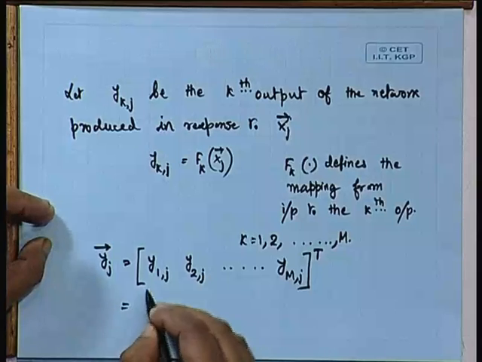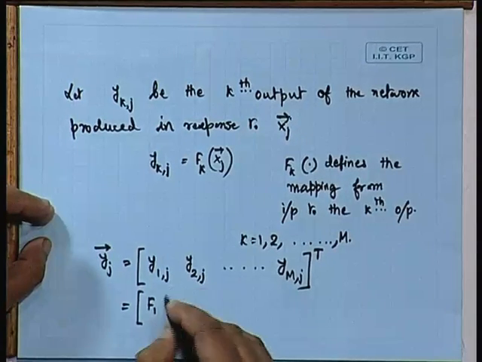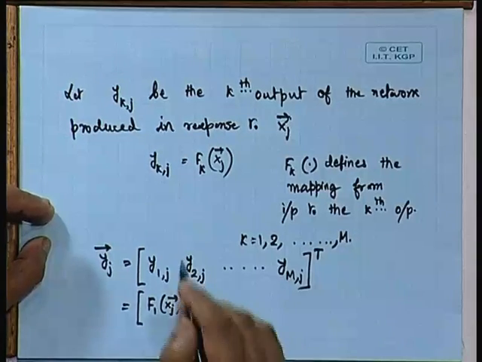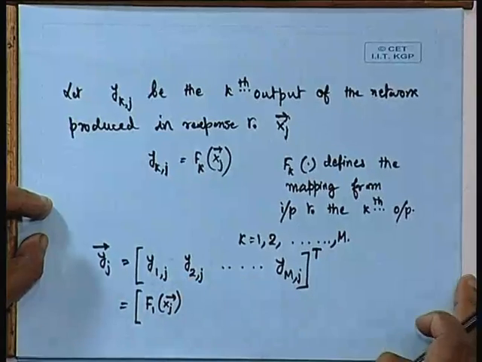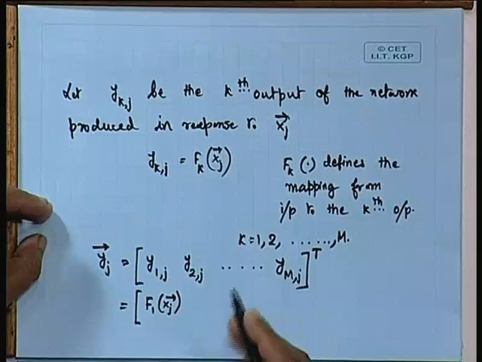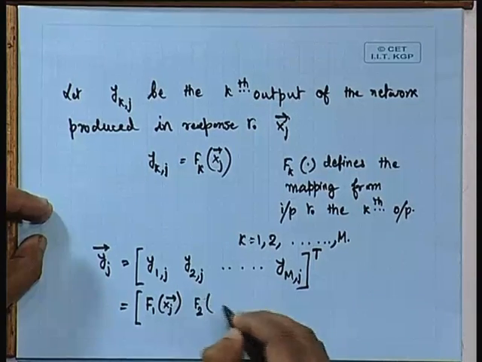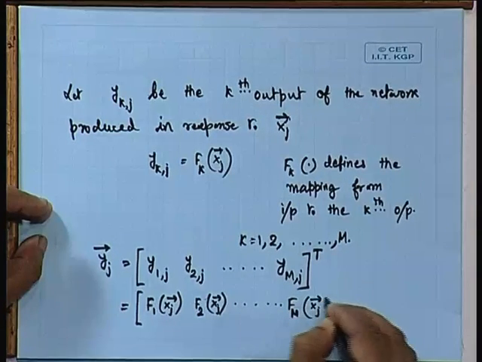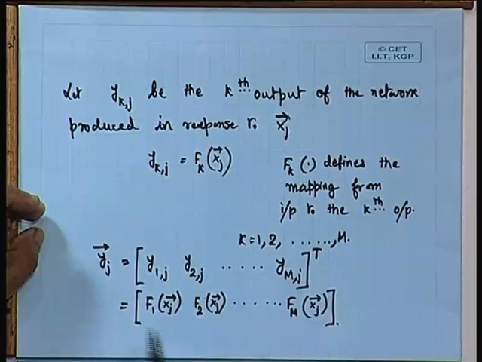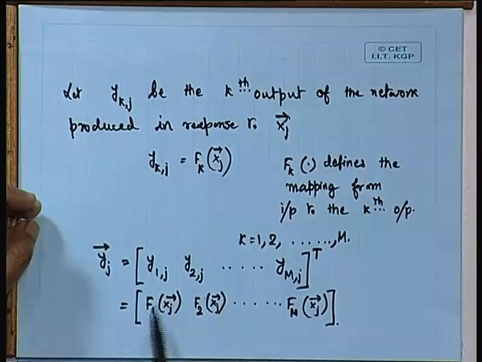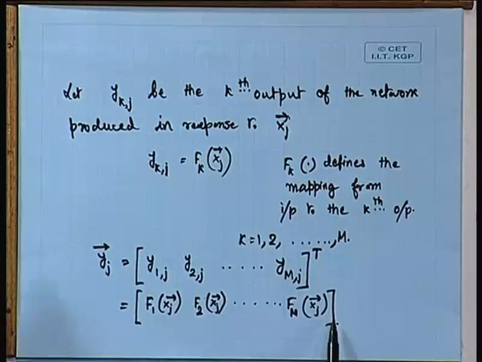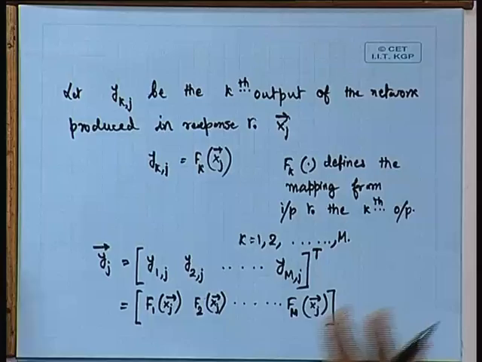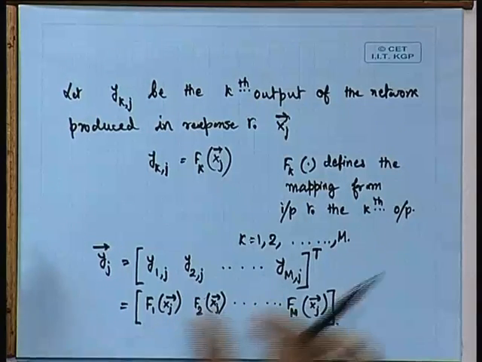So, now what is y_1j? y_1j is f_1 of x_j, right. So, this is the first representation. f_1 is the mapping from the input to the first output, and likewise the mapping from input to the second output is going to be f_2 of x_j, and the last mapping will be f_m of x_j, okay. So, in fact, what we have is a vector of functions, you see. f_1 is a mapping function, f_2 is another mapping function, f_m is another mapping function. So, like that we have got m different mapping functions associated with m different outputs. So, we have got a vector of the mapping functions.